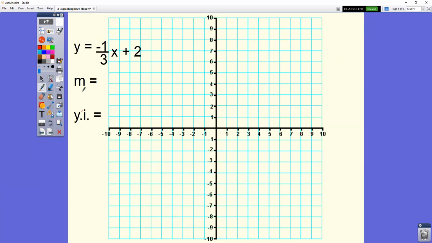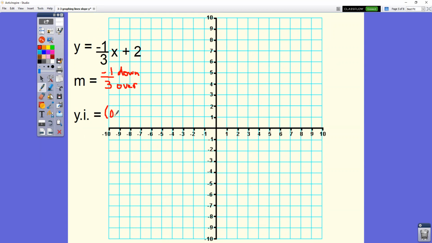Take a look at the next one. Now, this next one has a negative slope. So let's see what happens with a negative slope. Your slope is the number in front of your x. So our slope this time is -1 over 3. This really means down 1 over 3. Anytime that you have a negative number, negative means down. Positive means up, negative means down.